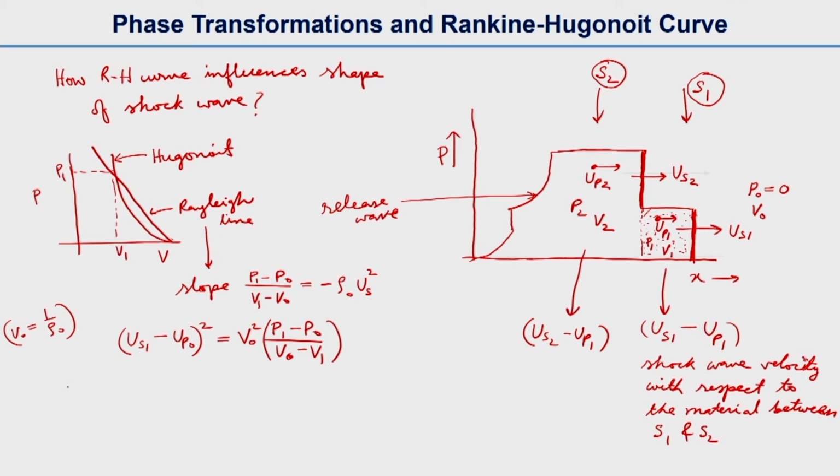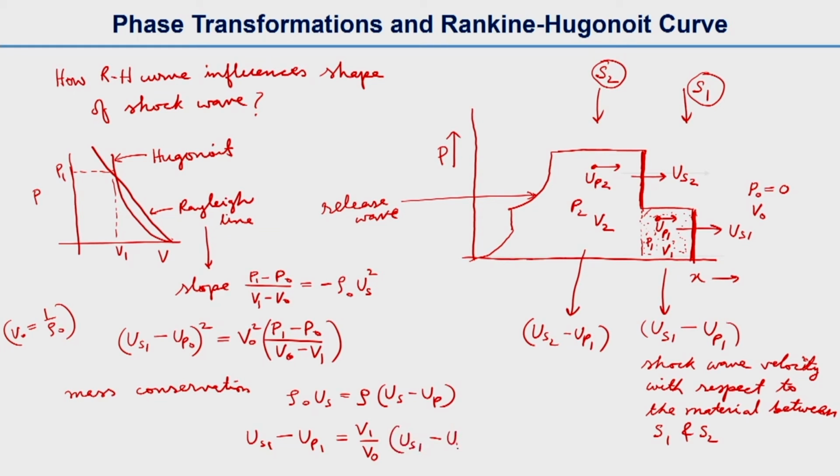So again, from mass conservation, which we also discussed in earlier lectures, the equation was rho naught US is equal to rho US UP. Please revise these from earlier lectures. So from this mass conservation we can also write, for today's problem, the expression V1 minus V naught, US1 UP naught.